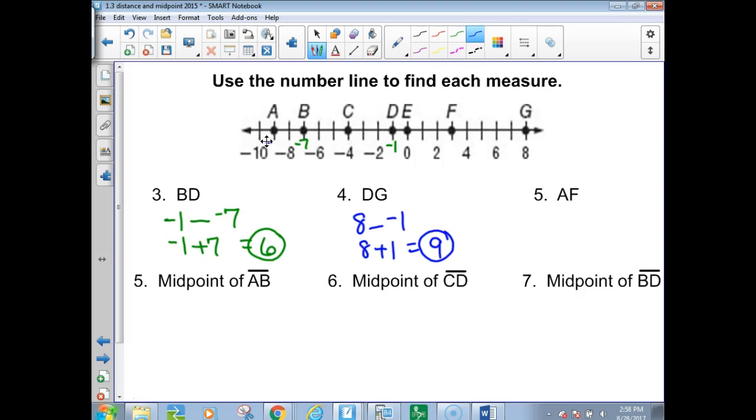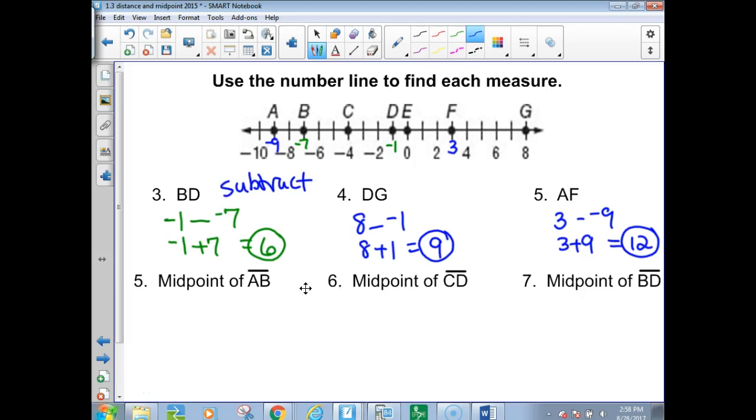A is at -9. F is at 3. So the distance, I'm going to use the most right point, which is the 3, where F is. 3 minus -9 will give us the distance. That's 3 plus 9, so our distance is 12. Okay? So again, distance, you're going to subtract. All right? Do max minus min.